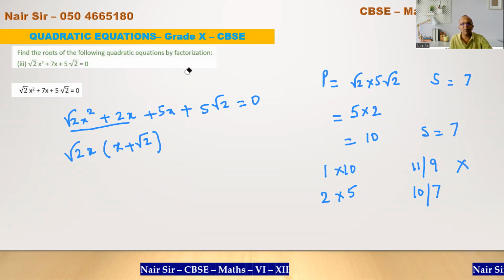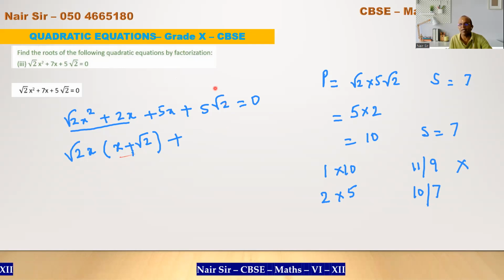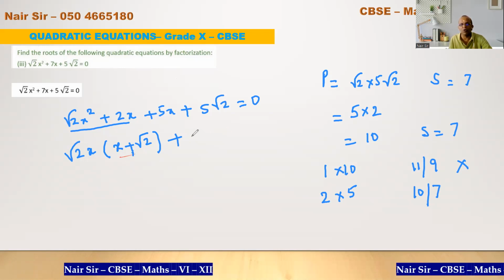Okay. So, let's move ahead. Plus, what can I take common? 5. Again, the same thing. I need to be very watchful of this. X plus root 2. So whatever I'm going to have, I'm going to get the same thing here. Okay, so let's do 5 common bracket.